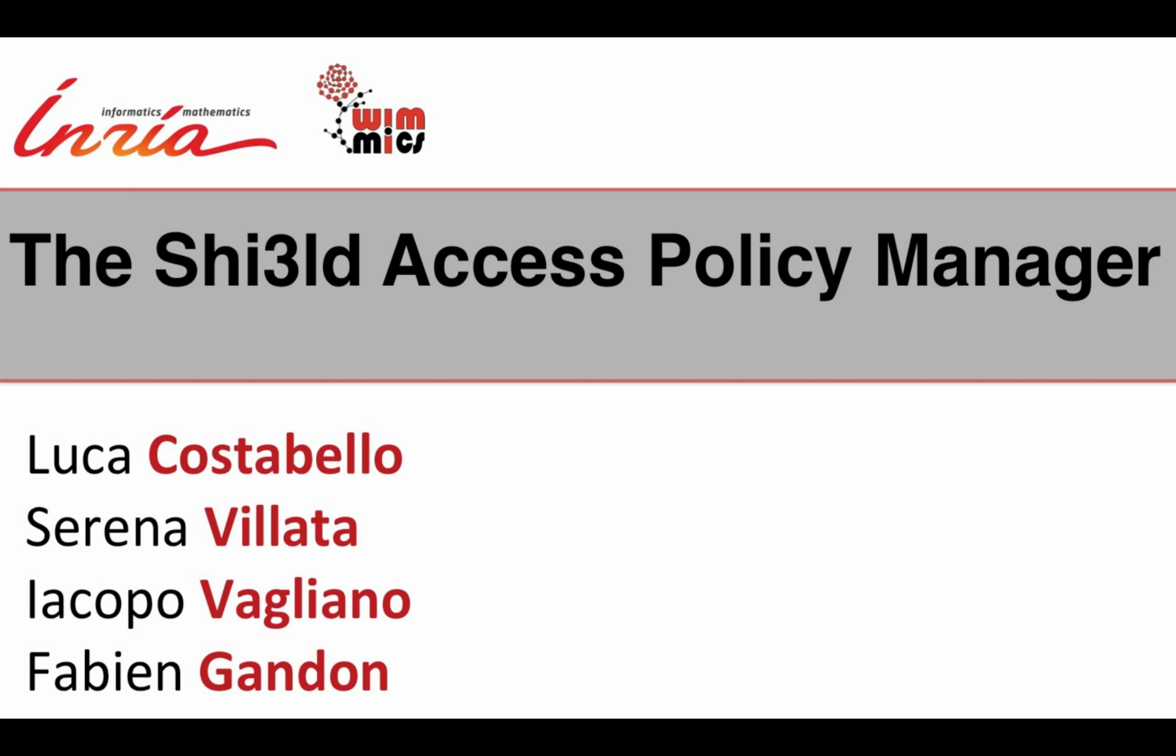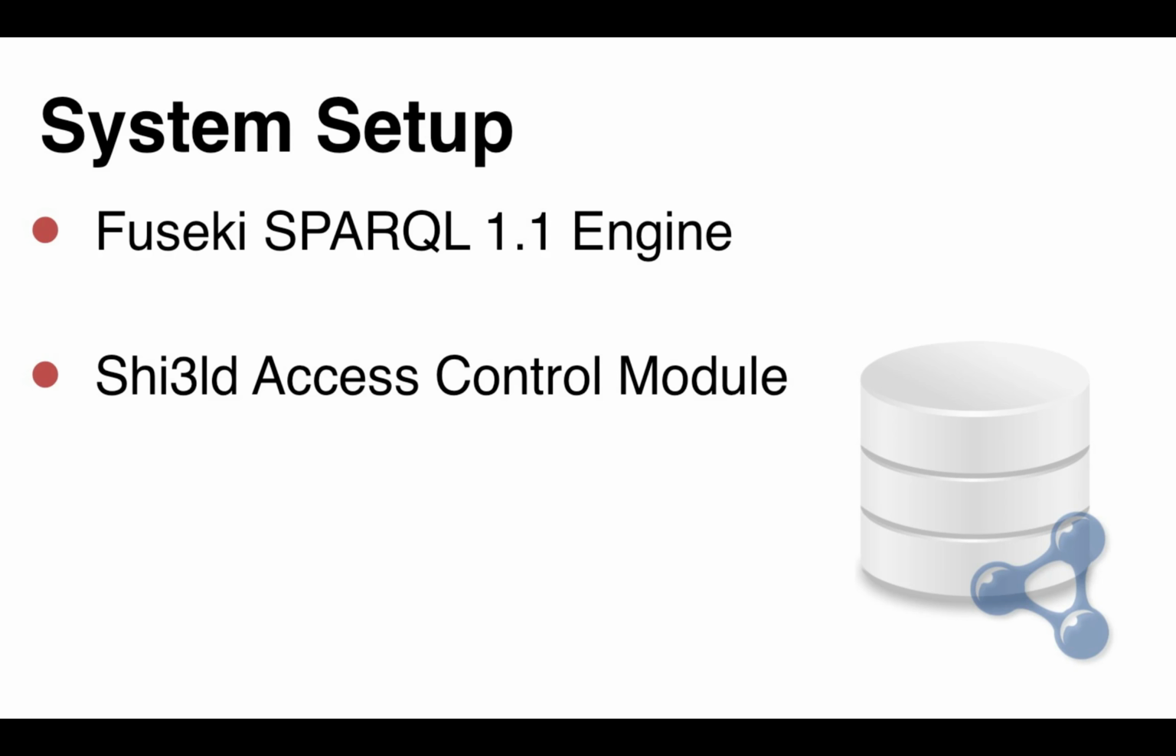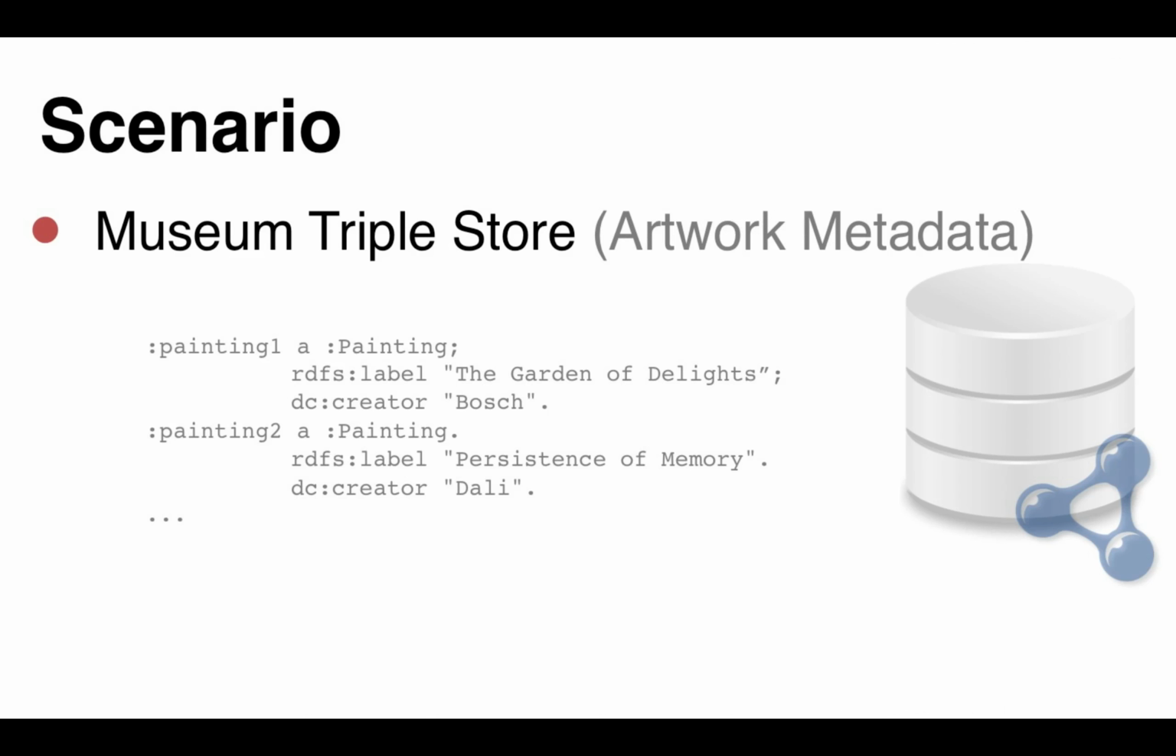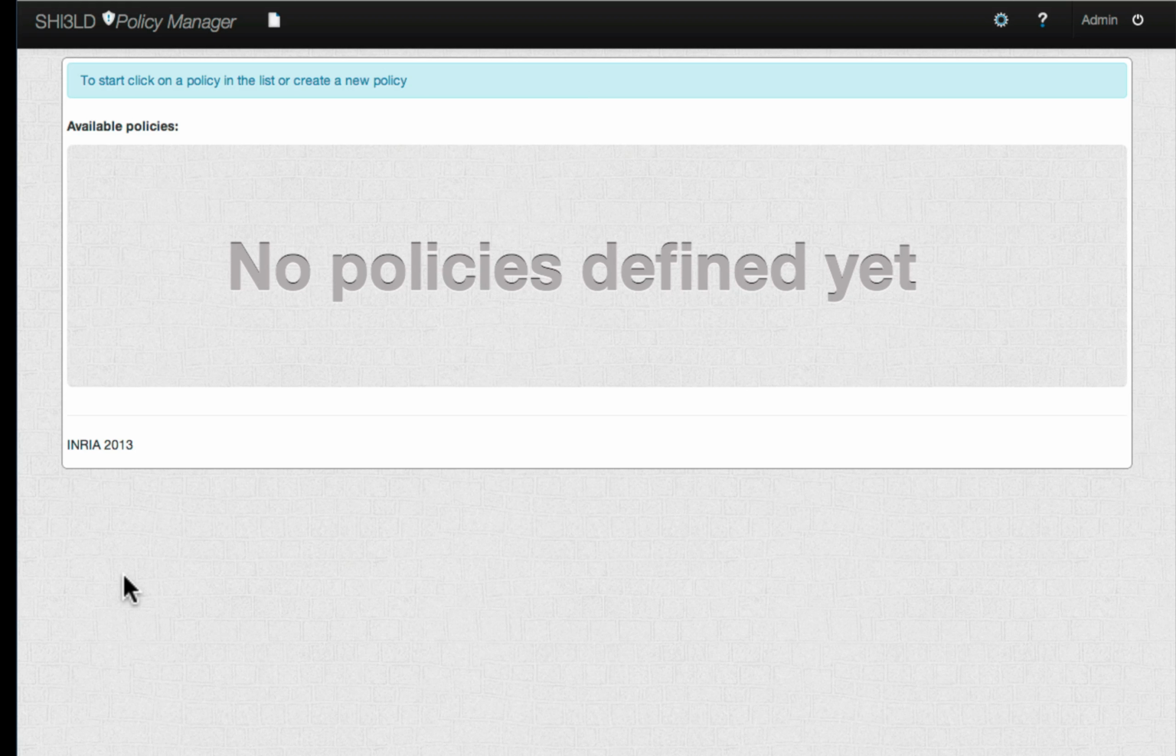This is an overview of the Shield Policy Manager. In this demonstration, a Fuseki triple store is protected by the Shield Access Control module. Consider a museum triple store. The dataset contains paintings metadata. This video shows the creation of a context-aware access policy to protect this data.